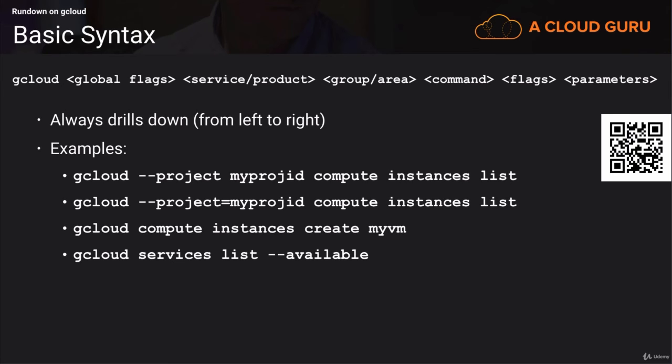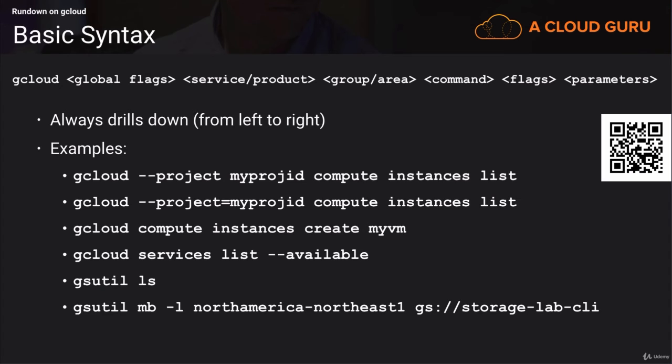Not all commands have parameters though. Sometimes they'll use flags instead, such as gcloud services list, which uses the --available flag. Now as I mentioned, gsutil is definitely in this same family. In this case, gsutil implies that you're working against the Google Cloud Storage service, and the command is to list. You can also give a command to make bucket, and that takes a flag to specify the location, and then the bucket name is specified as the parameter.